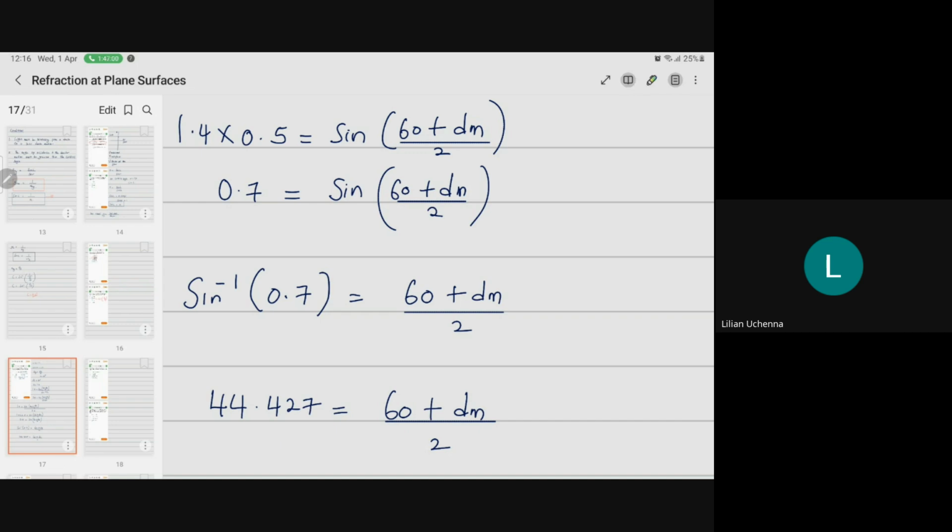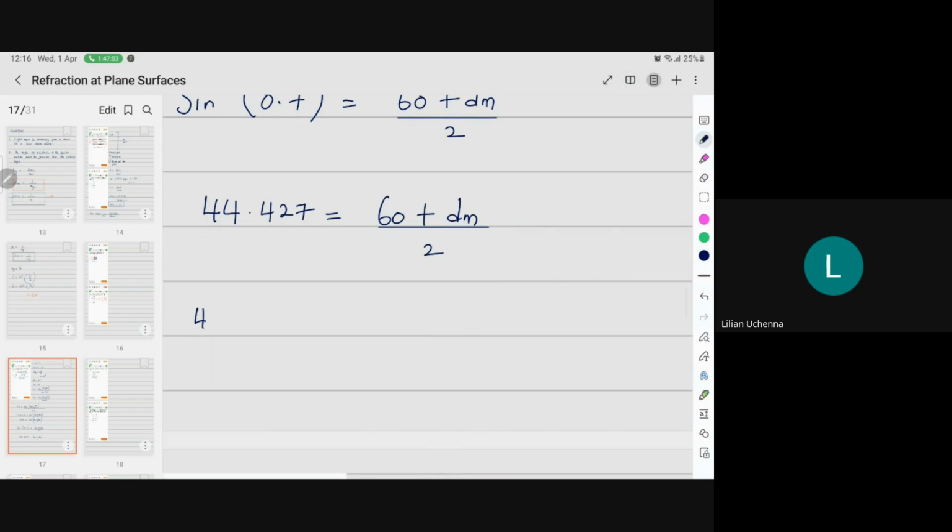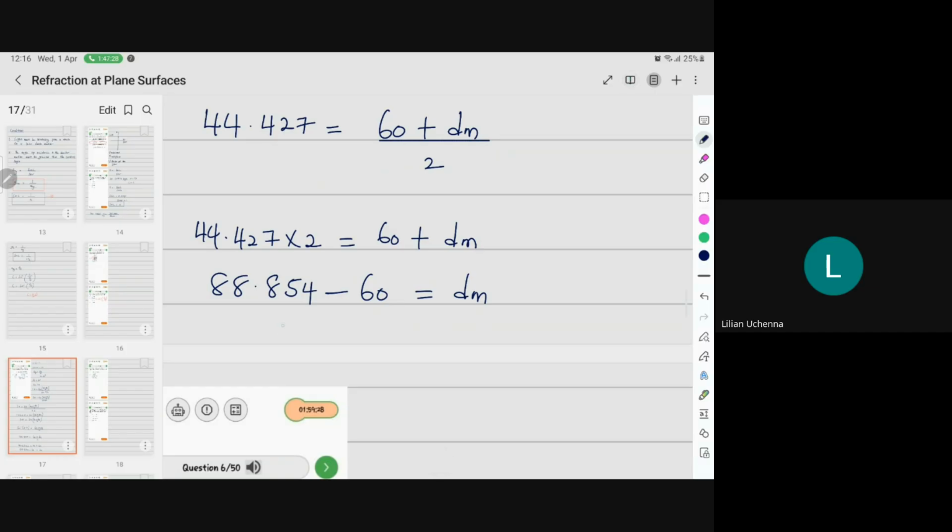So let me cross multiply. When I do, I'm going to have 44.427 multiplied by 2 is equal to 60 plus dm. 44.427 multiplied by 2 will give me 88.854 minus 60 is equal to dm. That's the minimum deviation, right? So that said, our deviation will be equal to what? 88.854 minus 60, right? That will give me equal to what?